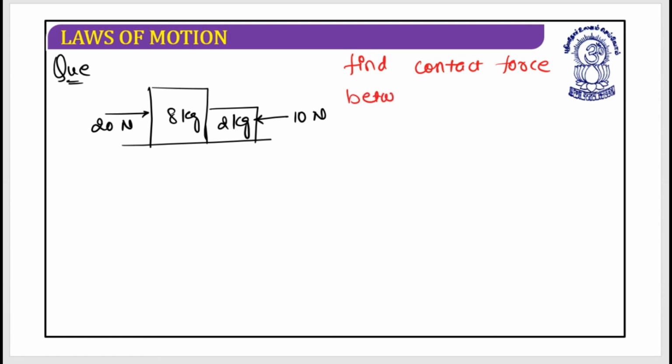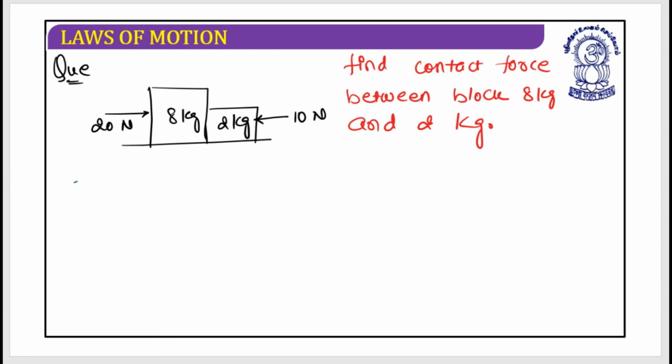between block 8 kg and 2 kg. You need to find out the contact force between the 8 kg and 2 kg blocks. How will you do it? How can it be done?